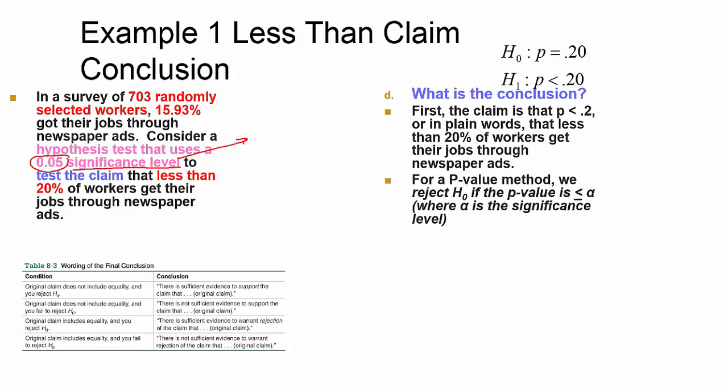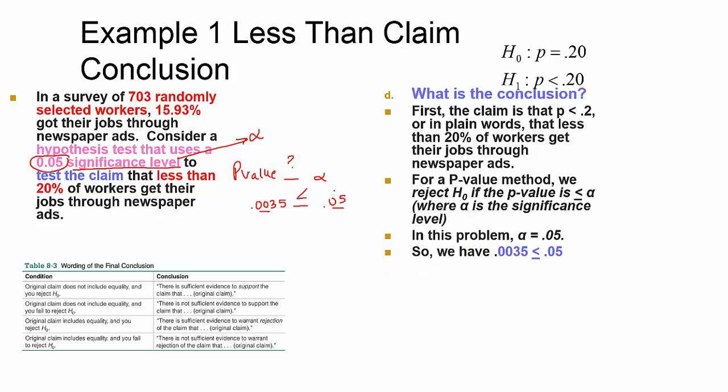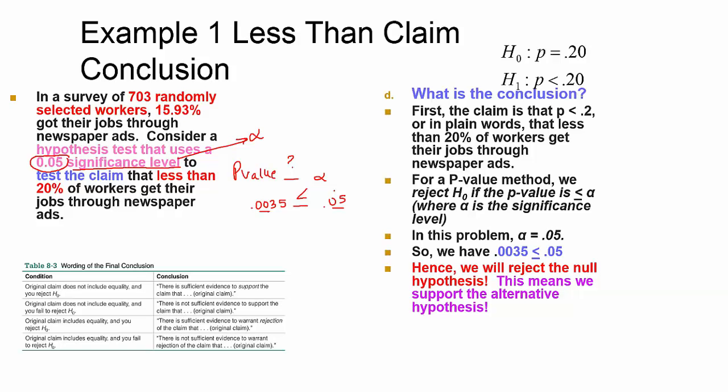So what I want to do next is compare the p-value that I got to alpha, and I want to know, is the p-value greater than or less than alpha? So the p-value that we found was 0.0035, and I'm comparing that to 0.05. If you just compare the hundredths positions, 0.00 and 0.05, you can see that the p-value is less than alpha. And so if we have p-value less than alpha, then we decide first to reject the null.